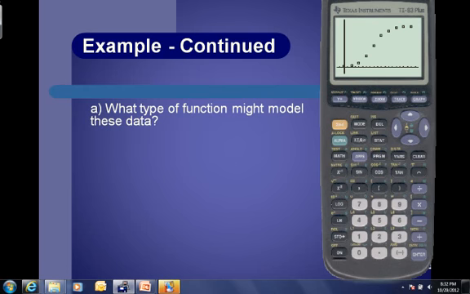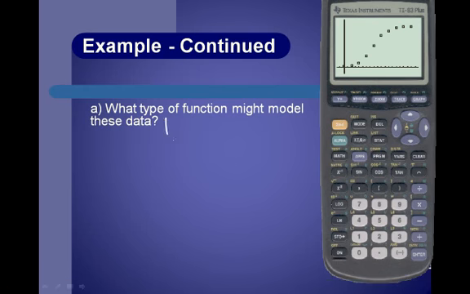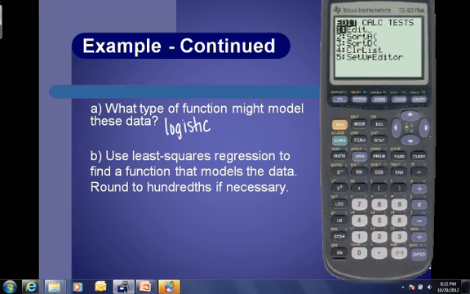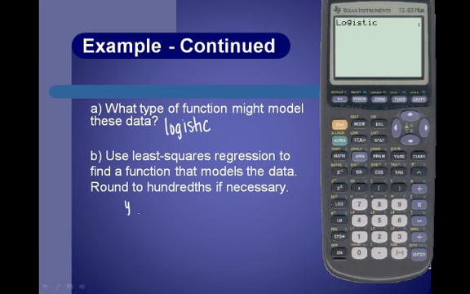Now notice this one, it increases and then it levels off. So this one is going to be a logistic function. Part B says use the regression to find a function that models the data. So what we're going to do again is we're going to go to Stat, we're going to go to Calculate. Now remember, logistic is all the way down to B. Press enter and we get our ugly formula. Remember, this one takes a long time.